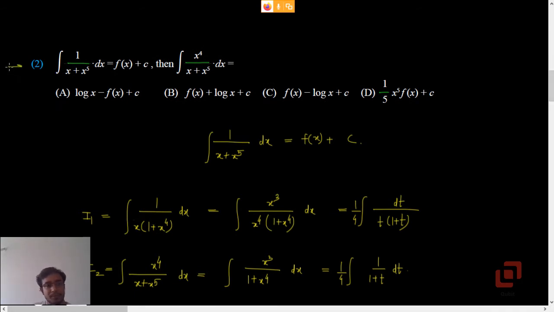Question 2. Integral of 1 upon x plus x raised to 5 dx is f of x plus c. Then integral of x raised to 4 upon x plus x raised to 5 dx is equal to option A log of x minus f of x plus c, option B f of x plus log of x plus c, option C f of x minus log of x plus c, and option D 1 upon 5 into x raised to 5 f of x plus c.